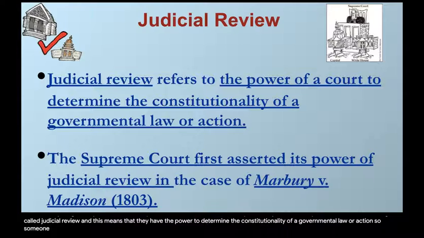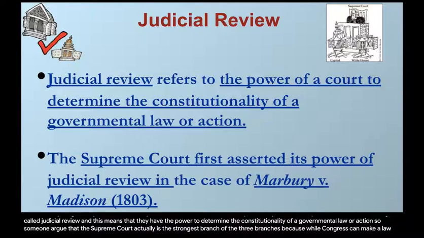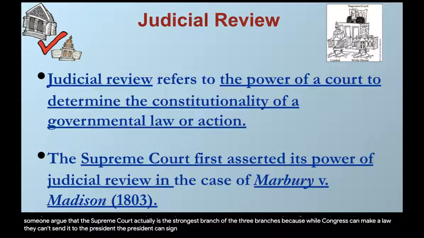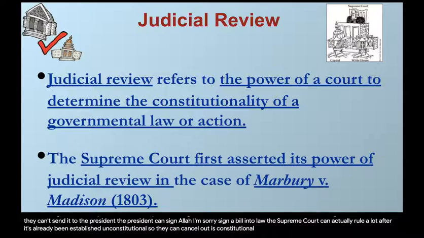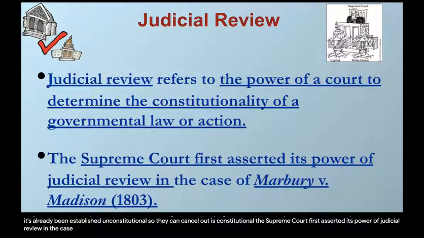So, some would argue that the Supreme Court actually is the strongest branch of the 3 branches because while Congress can make a law, they can send it to the president, who can sign a bill into law. The Supreme Court can actually rule a law unconstitutional after it's already been established. So, they can cancel out any law that they don't believe is constitutional. The Supreme Court first asserted its power of judicial review in the case Marbury v. Madison way back in 1803.